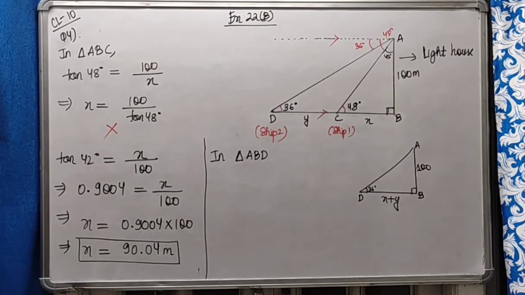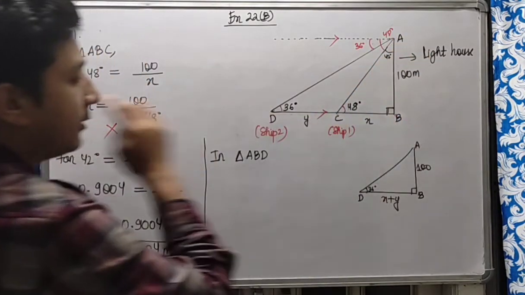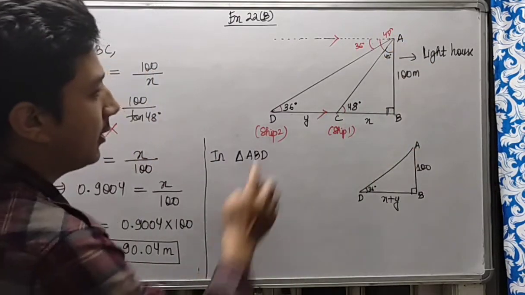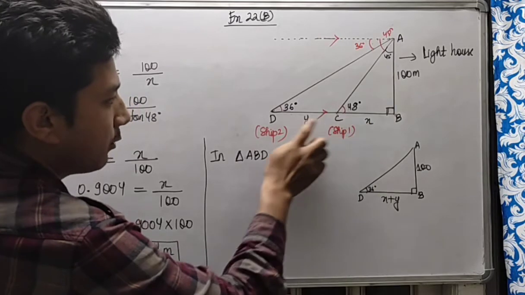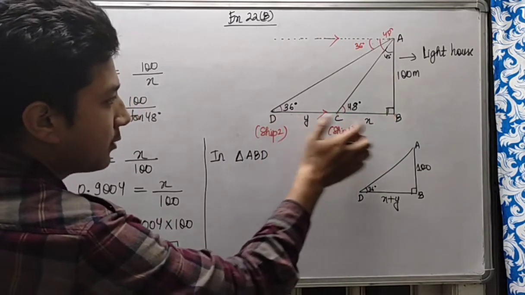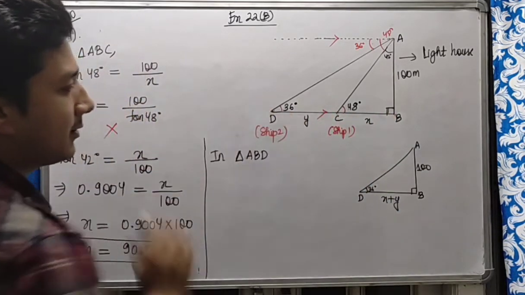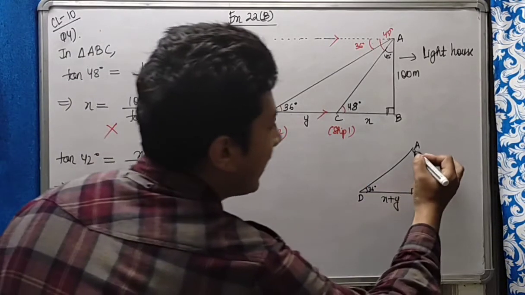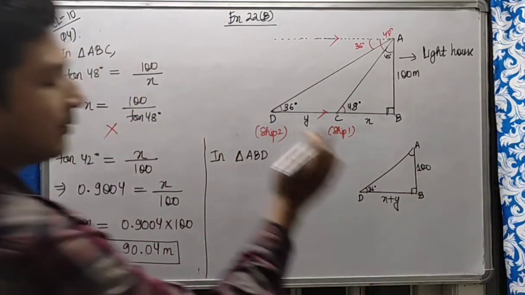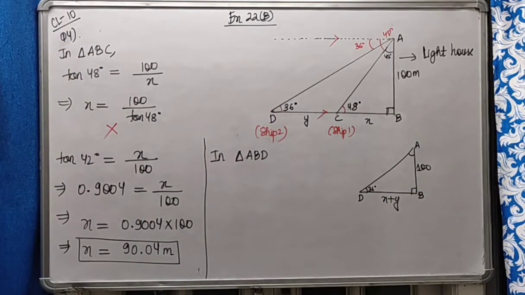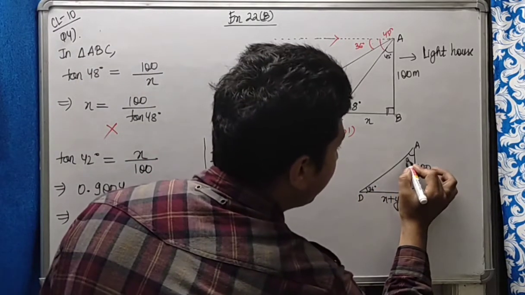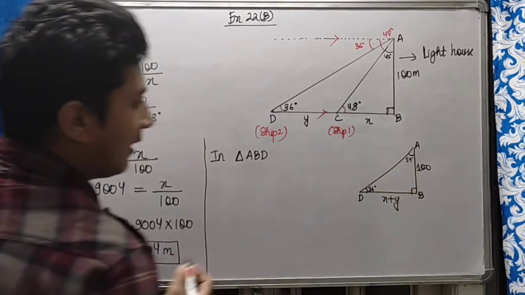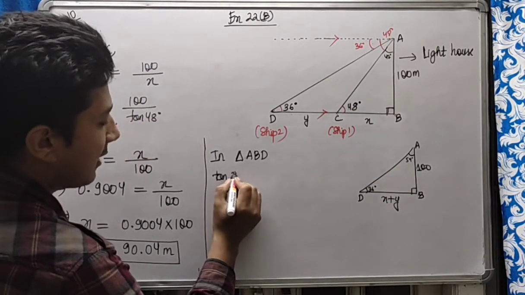Now let's take another triangle, that is ABD. In this triangle ABD, what I know is AB is 100, BD is x plus y. So till here it is x, till here it is y, so x plus y is BD. This angle is 36. So instead of taking tan 36, I'll find the other angle first. 90 plus 36 is 126, and 126 plus 54 is equal to 180. So we will be using tan 54.